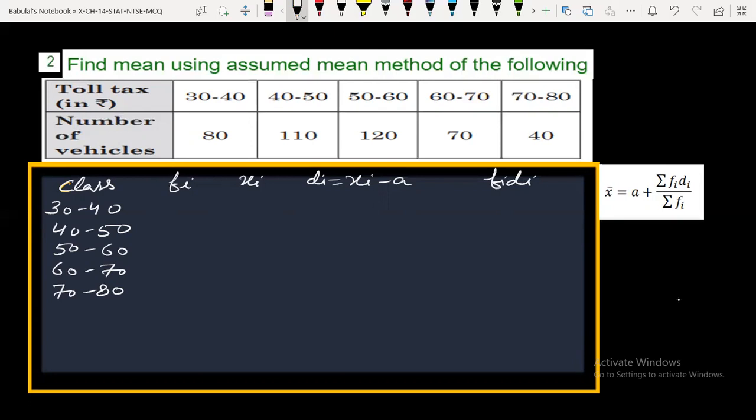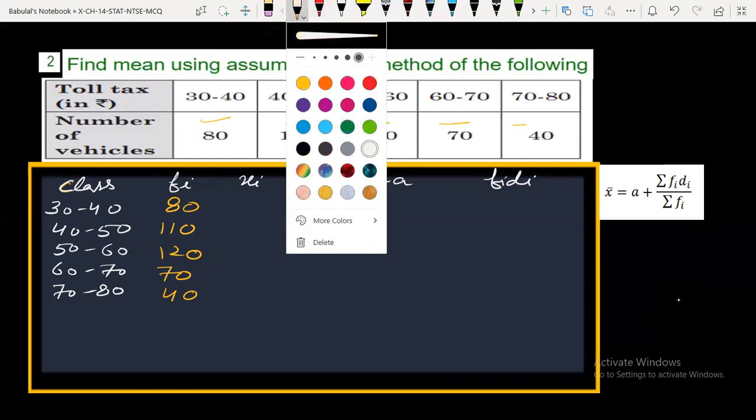Okay, corresponding frequencies, it is already given in the question. That is 80. See how large it is. And this is 110. This is 120. This is 70, and this is 40. Yeah, it is already given: 80, 110, 120, 70, and 40. Our next step, we have to find out the class mark.